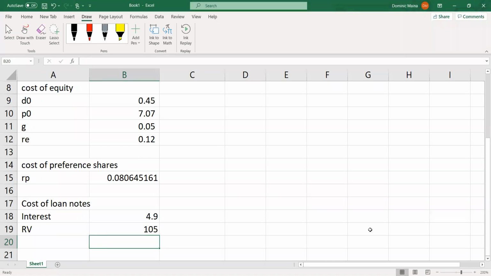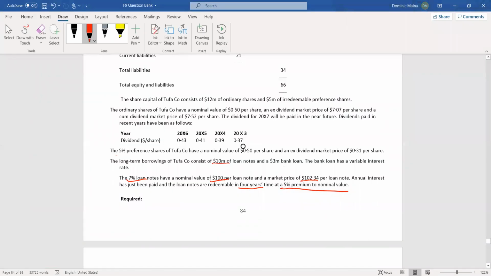What else do we need? The market value, P naught, is how much? It was 102.34. Just refer back to the question. It's 102.34. I think you have all the variables we need in order for us to get the cost of debt.